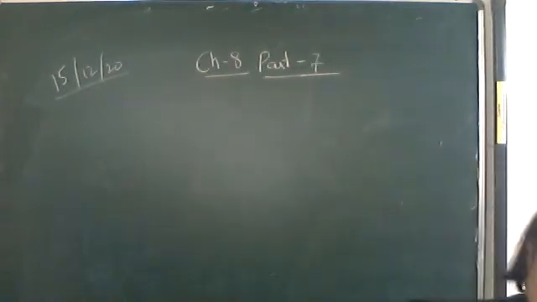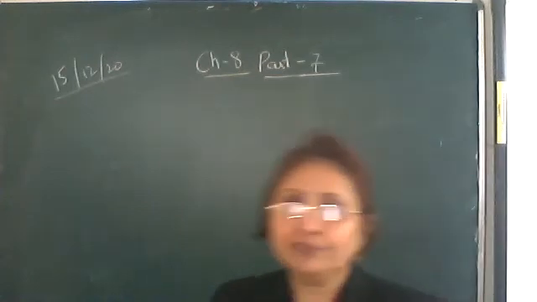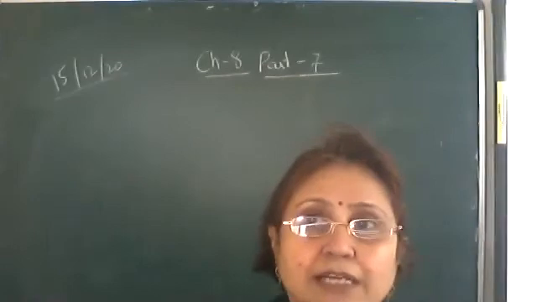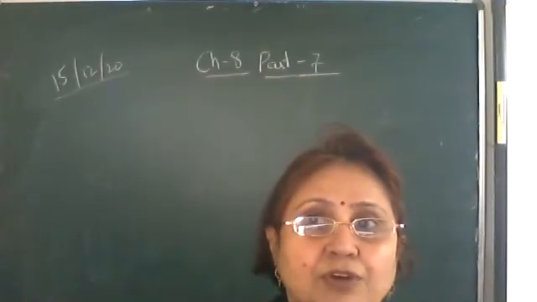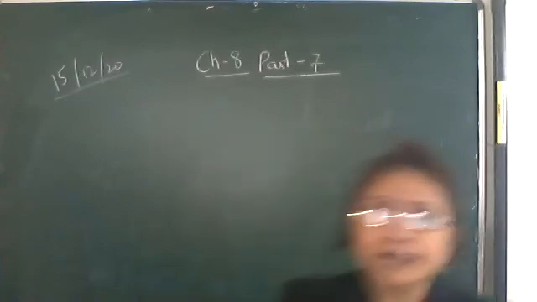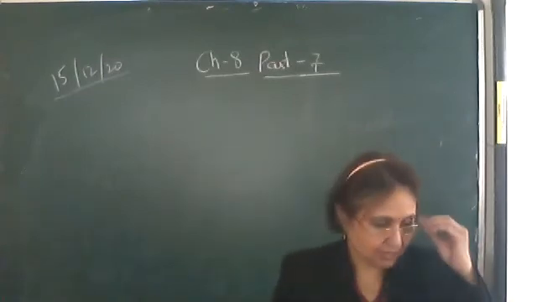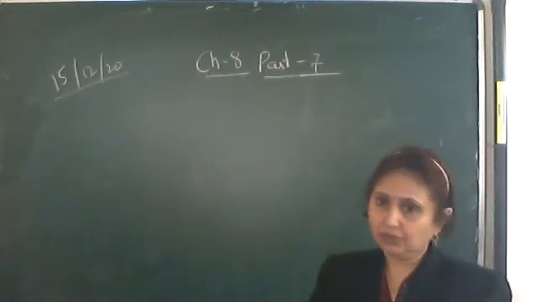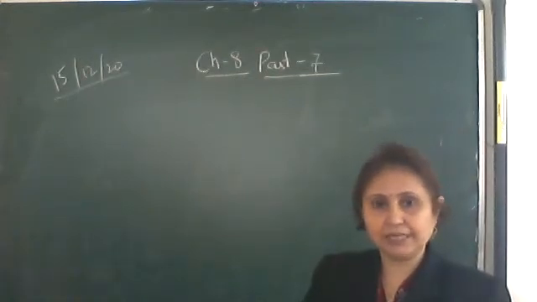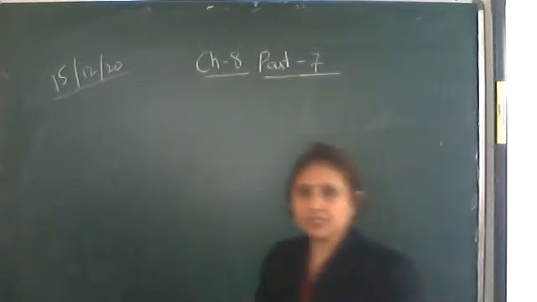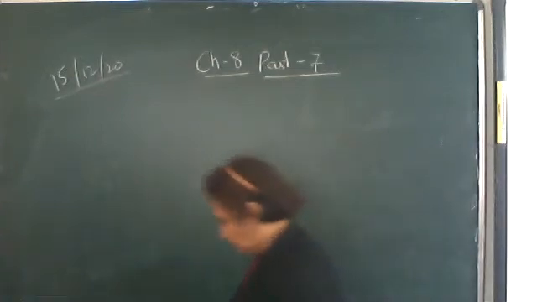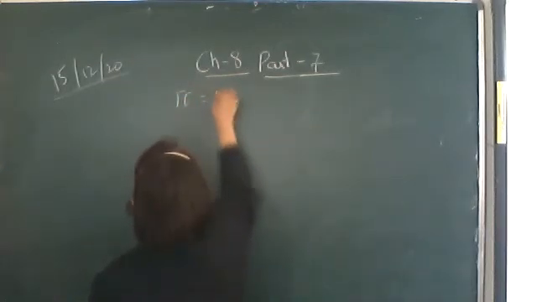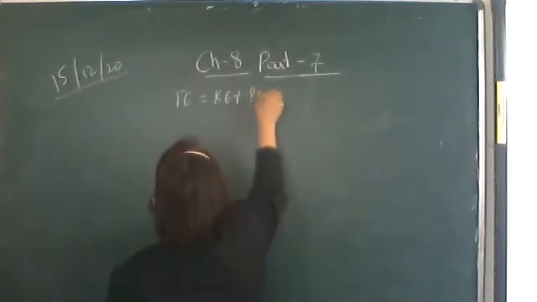Okay, so we were discussing the energy of a satellite. The total energy of a satellite is the sum of the kinetic and the potential energy. An artificial satellite orbiting around the Earth is in motion, so it will possess kinetic energy as well as potential energy due to the gravitational force of the Earth. So the total energy is the sum of the kinetic energy and potential energy.